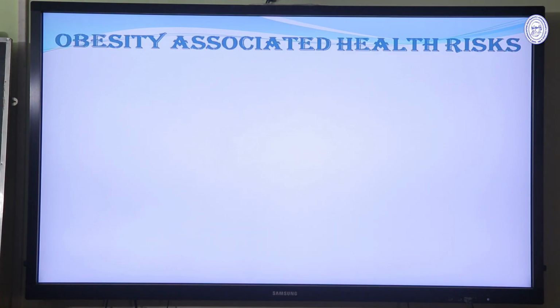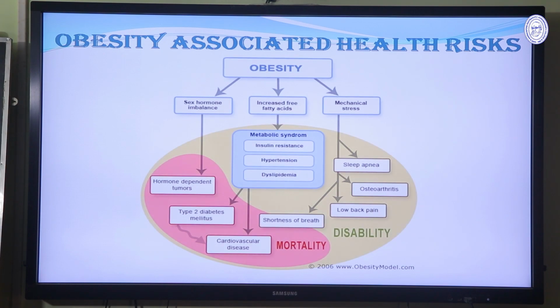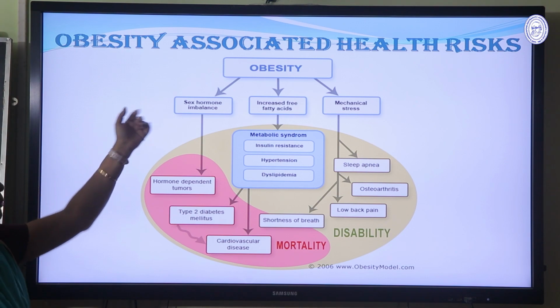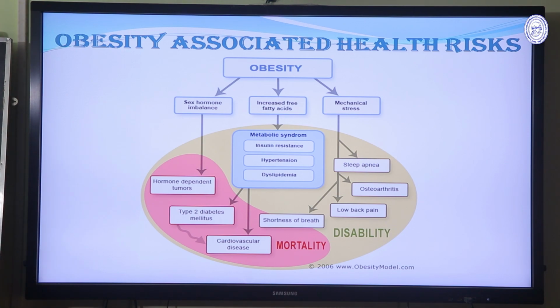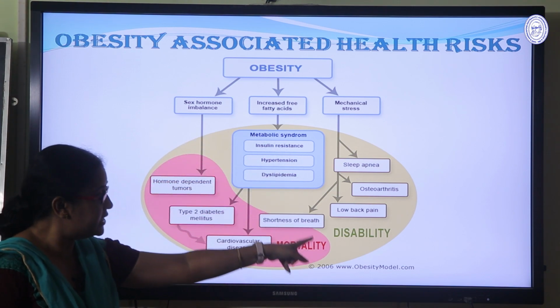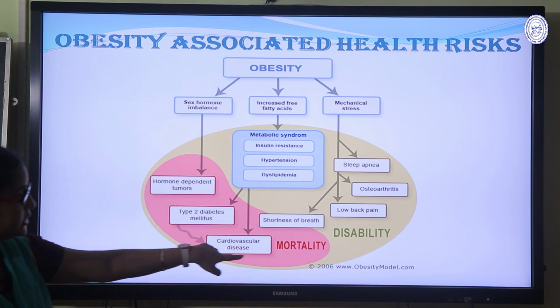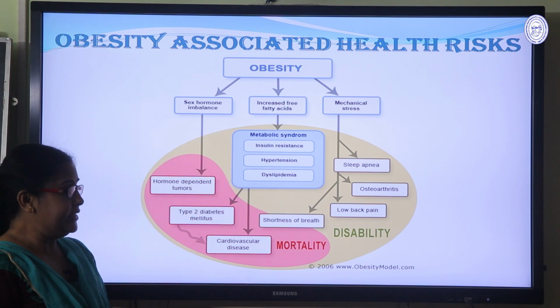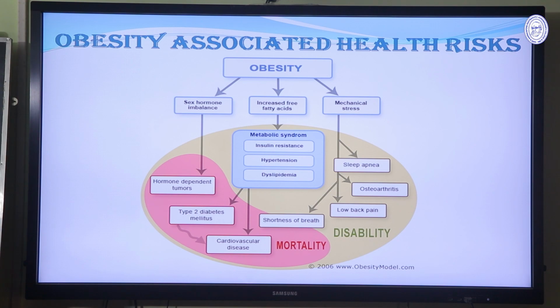This figure depicts the different complications and health risks associated with obesity. We can see there is mechanical stress, increased free fatty acid synthesis, sex hormone imbalance, etc. And all the effects or comorbidities may lead to disability or sometimes contribute to mortality. Talking about the mechanical stress, sleep apnea is the most common thing.